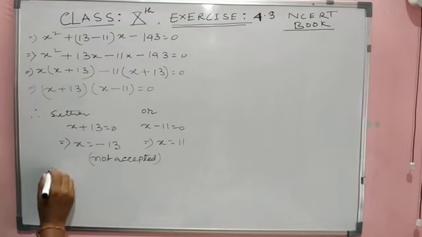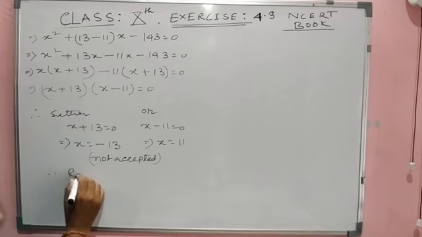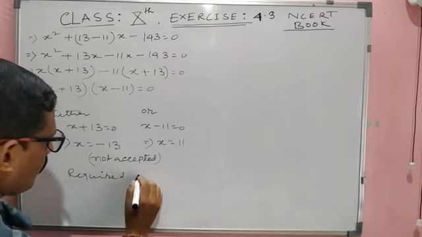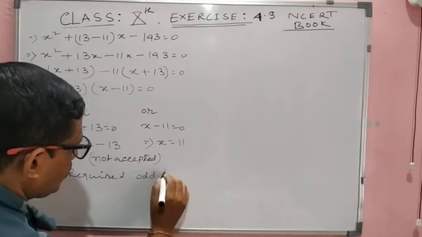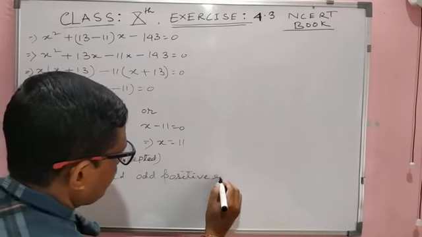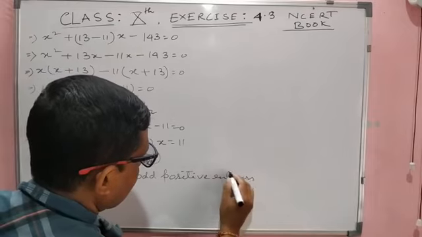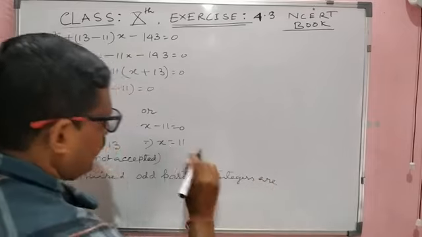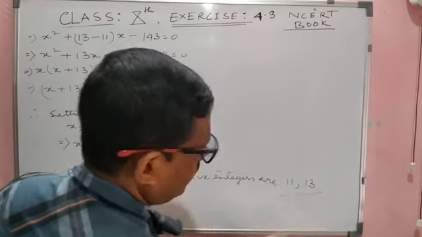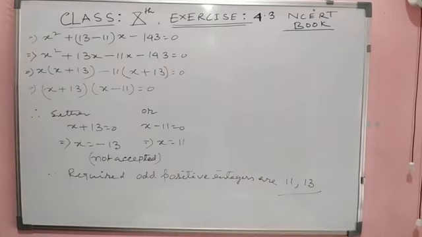Therefore, the required odd positive integers are 11 and the next one, 13. 11, then 11 plus 2, 13.